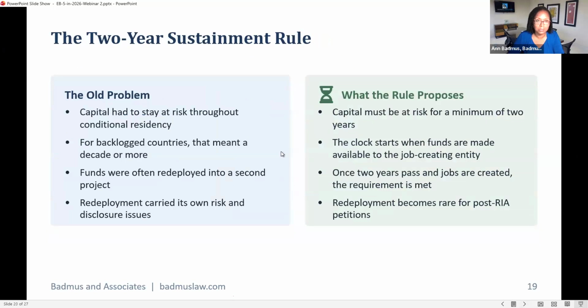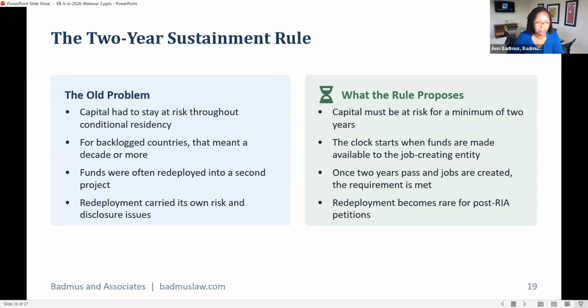Another proposal is the 2-year sustainment rule. And actually, this is probably happening. This is really happening right now. As I mentioned, these are formalizing the rules that are pretty much what's already been going on as far as processing policy for the past 4 years.